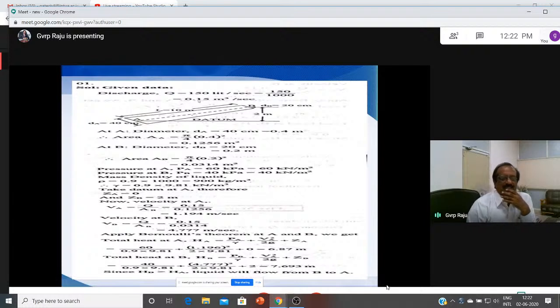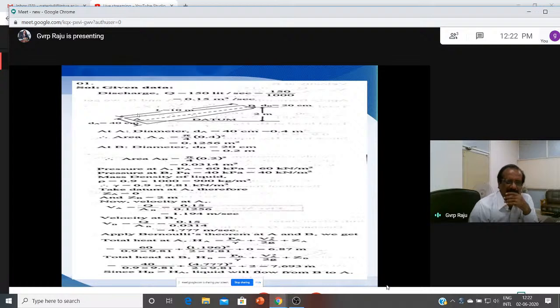So discharge you can see here, this is 150 liters per second, so 150 by 1000, that is 0.15 meter cube per second. And this is the figure here, the length is 10 meters, and the datum head, so here the datum is 0, ZA is 0 and ZB is 2 meters here. And the diameter at A is 40 centimeters and diameter at B is 20 centimeters here. So at A, diameter DA is 40 centimeters, that is 0.4 meters here.